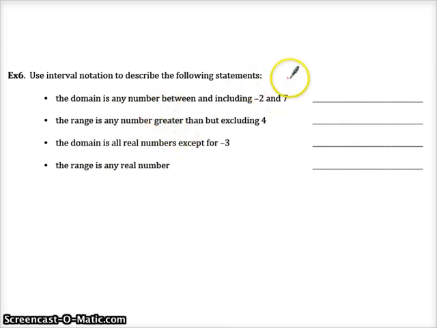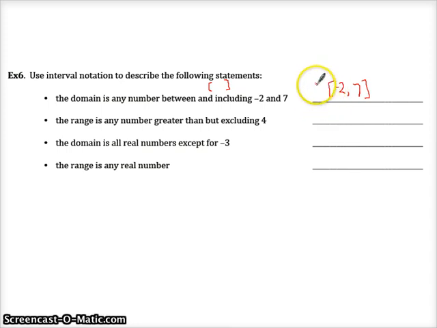Domain is any number between and including, so those are going to be these type of brackets. This is actually faster. -2 to 7, everything included. Whoops, that looks like a bracket. -2 to 7. Okay. Range is any number greater than but excluding 4. And again, I don't have to put x here. I'm just doing interval notation.